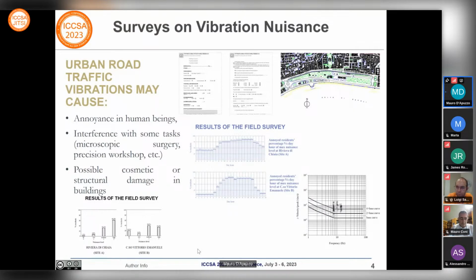and we also were able to perform some vibration measurement on an ancient building that was facing this road, and we have some evidence, some, we may say, objective evidence that perception thresholds were exceeded by heavy road traffic traveling on this road.